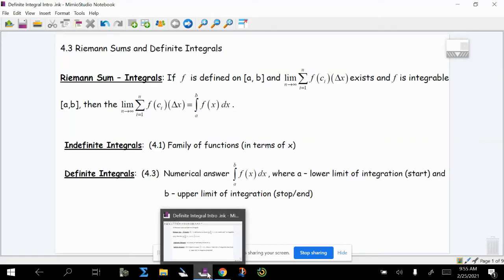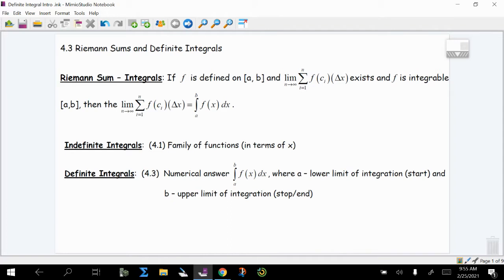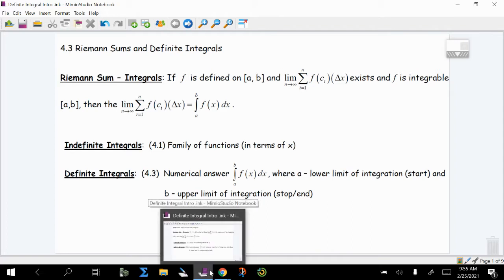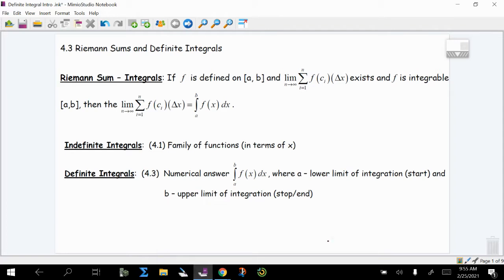Moving into section 4.3, this is the middle section of the chapter, so we'll be at the halfway point after today. A lot of things in 4.3 are very descriptive or visual in nature, so I want to start by talking over some terminology, kind of boring stuff. It's nice to get this out of the way in video format.